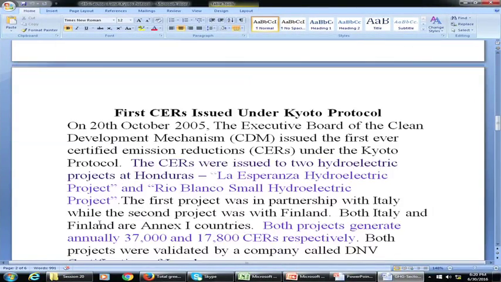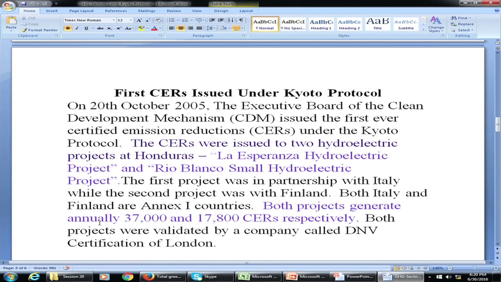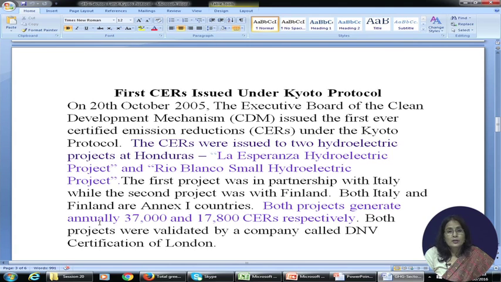So please quickly go through this particular paragraph in front of you. Please see that the first CERs were issued under the Kyoto Protocol on 20th October 2005. The executive board of the CDM issued CERs to 2 hydroelectric projects undertaken in Honduras. The first project was in partnership with Italy, and the second project was with Finland, and both projects generated about 37,000 and 17,800 CERs for the project owners.